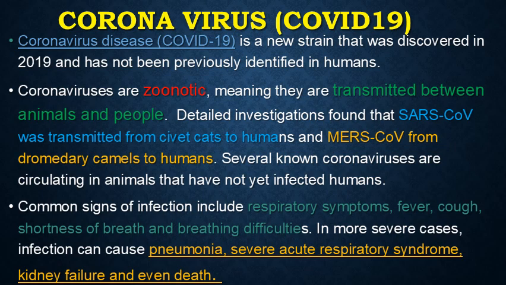Detailed investigation found that SARS-CoV was transmitted from the civet cat to humans, and MERS-CoV from camels to humans. Actually, this is not a completely new virus, because we had the same virus family, SARS, and MERS-CoV from the camel. But we haven't seen such a pandemic in decades. Several coronaviruses are circulating in animals that have not yet infected any humans.